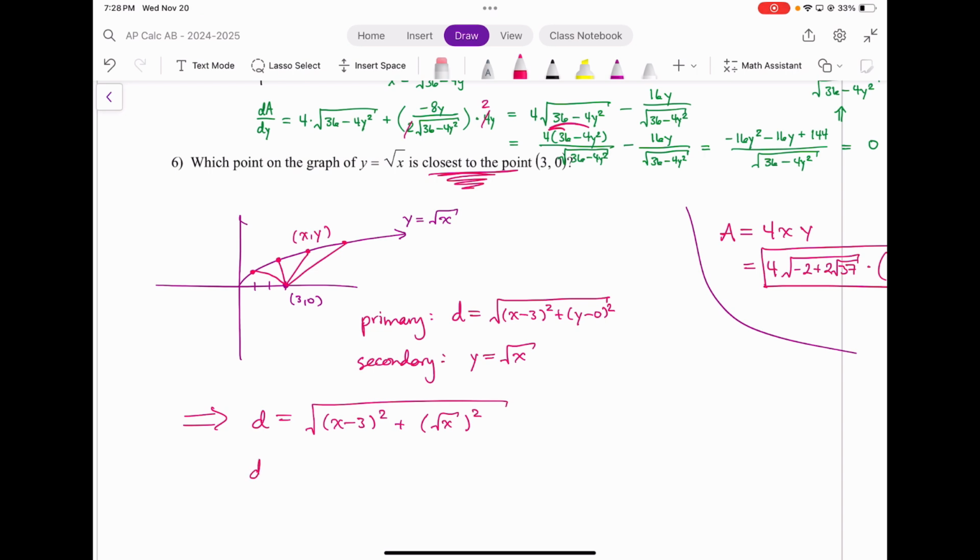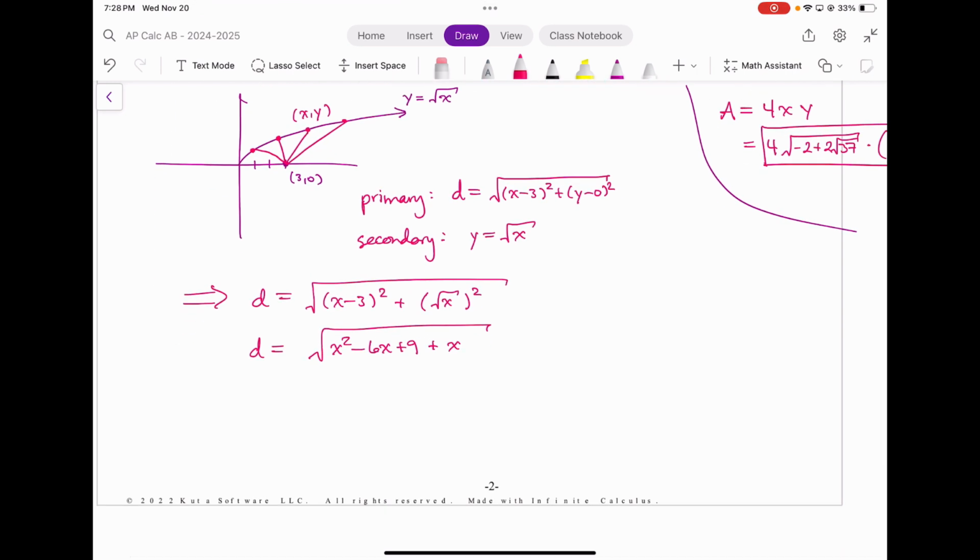Cool. So d equals, we're going to get x squared minus 6x plus 9, and then plus an x in a square root. Add some like terms. We get x squared minus 5x plus 9. Cool. Now, next step, we have our function we're trying to optimize. Take a derivative. Right, so we're taking the derivative of d with respect to x.